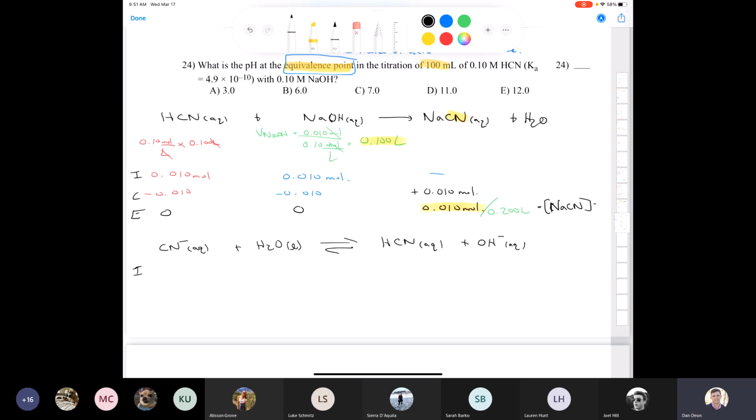That's going to give me the concentration of my sodium cyanide, which is equal to 5.0 times 10 to the negative 2 molar. Now, again, we know that sodium cyanide is 100% ionic. So if I have this concentration of sodium cyanide, it's going to dissociate 100% to give me the same concentration of cyanide ions. Does anybody have a question up till this point? Or give me a thumbs up if you follow me this far.